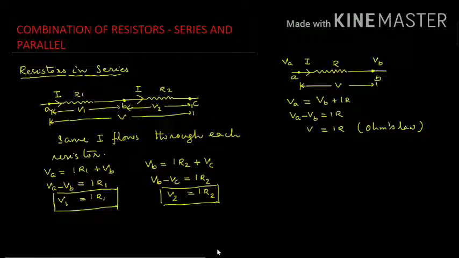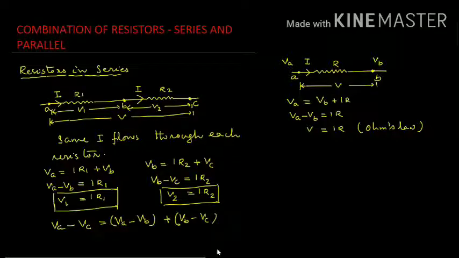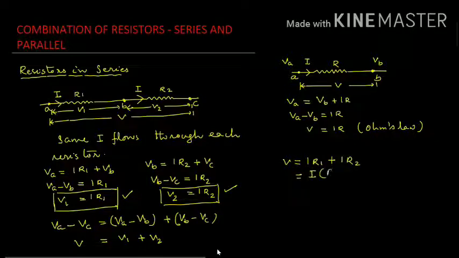Now the potential difference between A and C, that is V, means VA minus VC, which is equal to VA minus VB plus VB minus VC. So V is equal to V1 plus V2. Now V1 is I R1 and V2 is I R2, so V is equal to I into R1 plus R2.